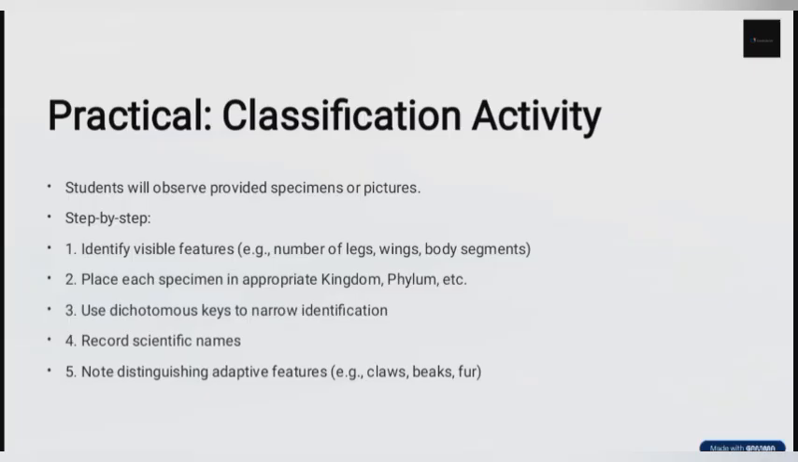Now, identify visible features. What's the number of legs or limbs this person I'm looking at has? Okay, my mom, she has 4 limbs. Does she have wings? No. Does she have body segments? No. You've seen it. Now you start placing them in the appropriate kingdom.